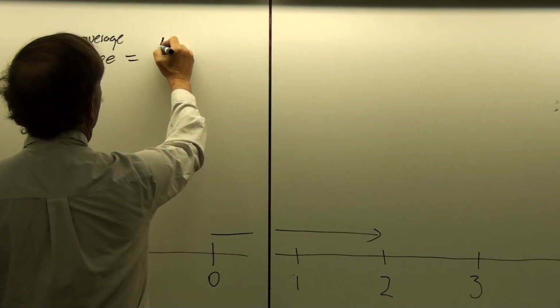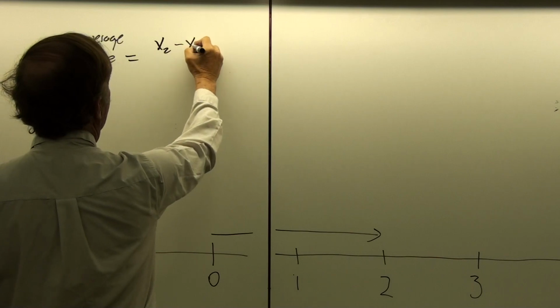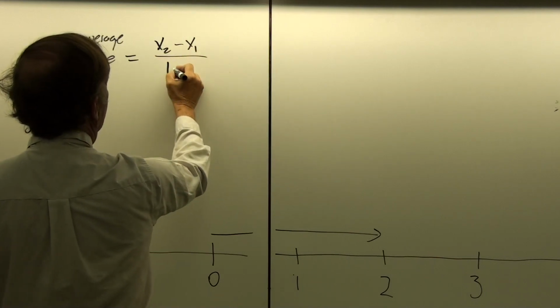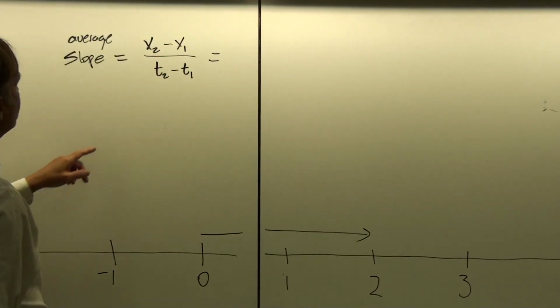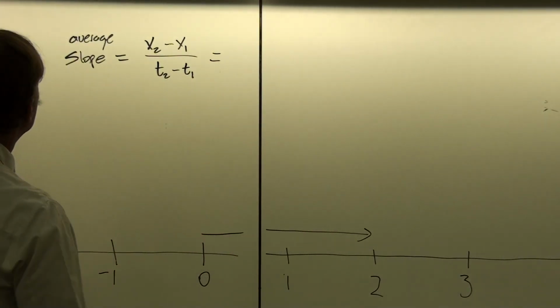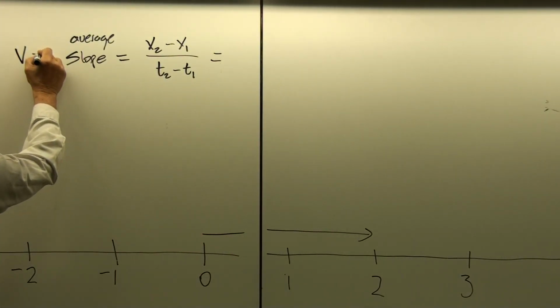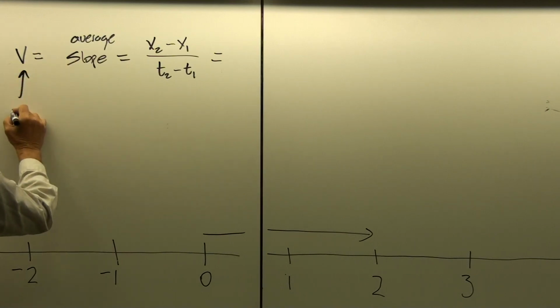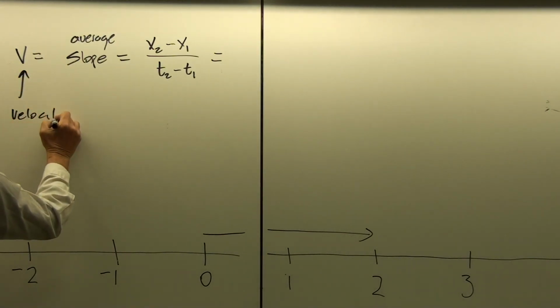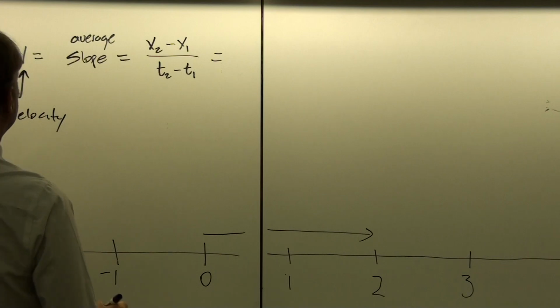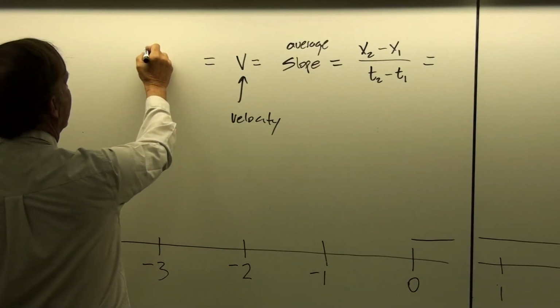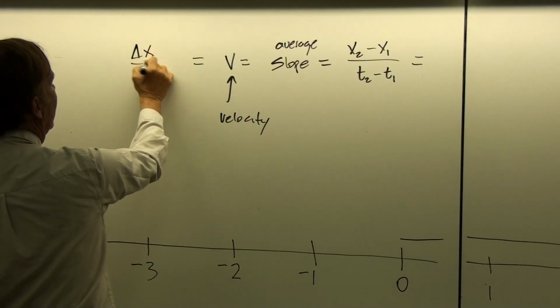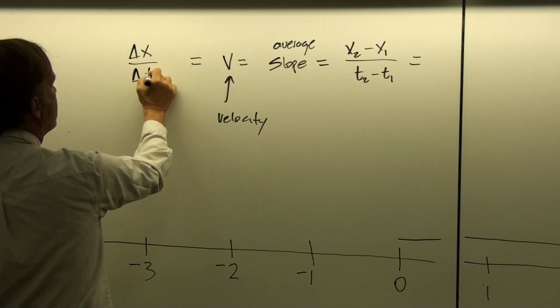This would be x2 minus x1 divided by t2 minus t1. Or that slope is just rise over run. Call that the velocity. And another way of writing that then is the change in x divided by the change in the time.